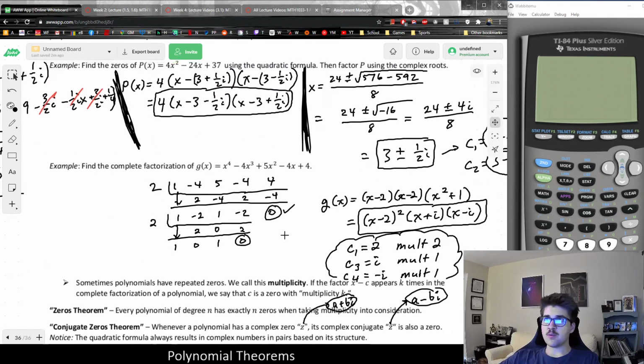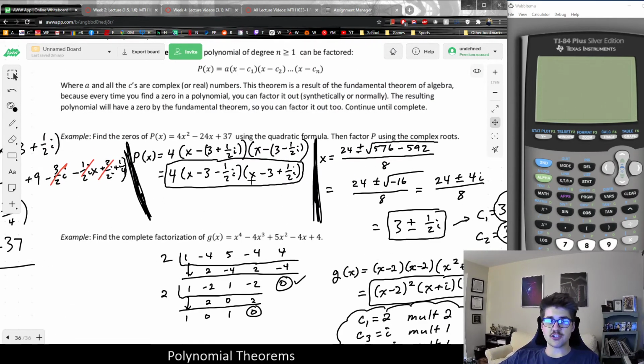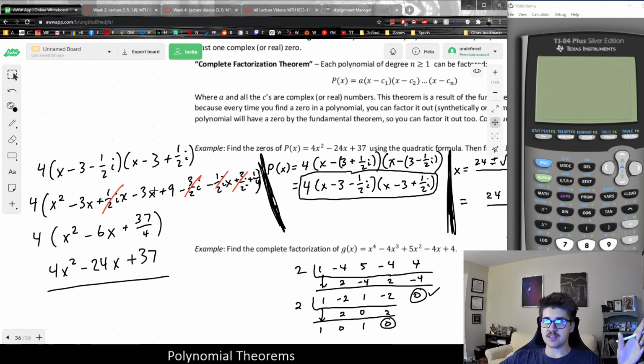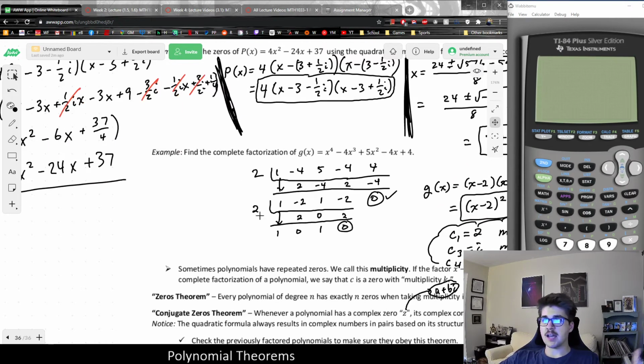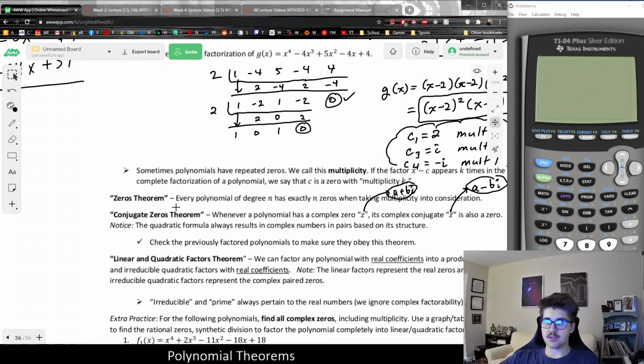And again, the reason why is just due to the nature of complex conjugates. Kind of like I was saying, when I multiply complex conjugates, they cancel out the inner products, and what I'm left with is only real numbers. And that's why the conjugate zeros theorem is true.